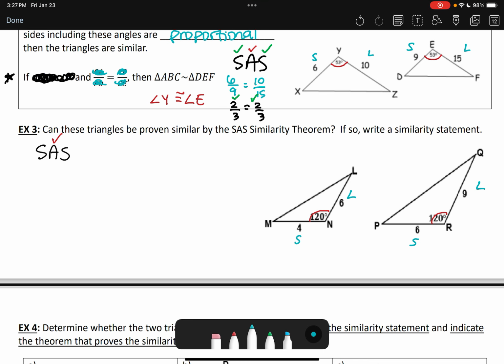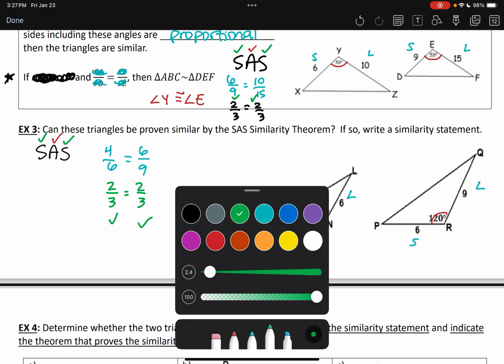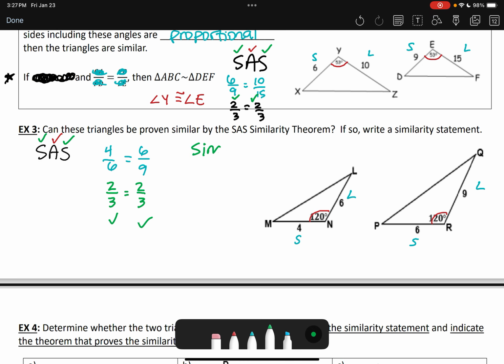So if I were to set up a ratio to check for proportionality, if I do small over small, I'm looking at 4 over 6. Large over large, we're looking at 6 over 9. And if we were to simplify, 4 over 6 becomes 2/3, and 6 over 9 becomes 2/3. So this is two ratios that are equal, two side lengths that are proportional. So the S's get checked off. We have cleared off the checklist there. These triangles are similar by SAS.